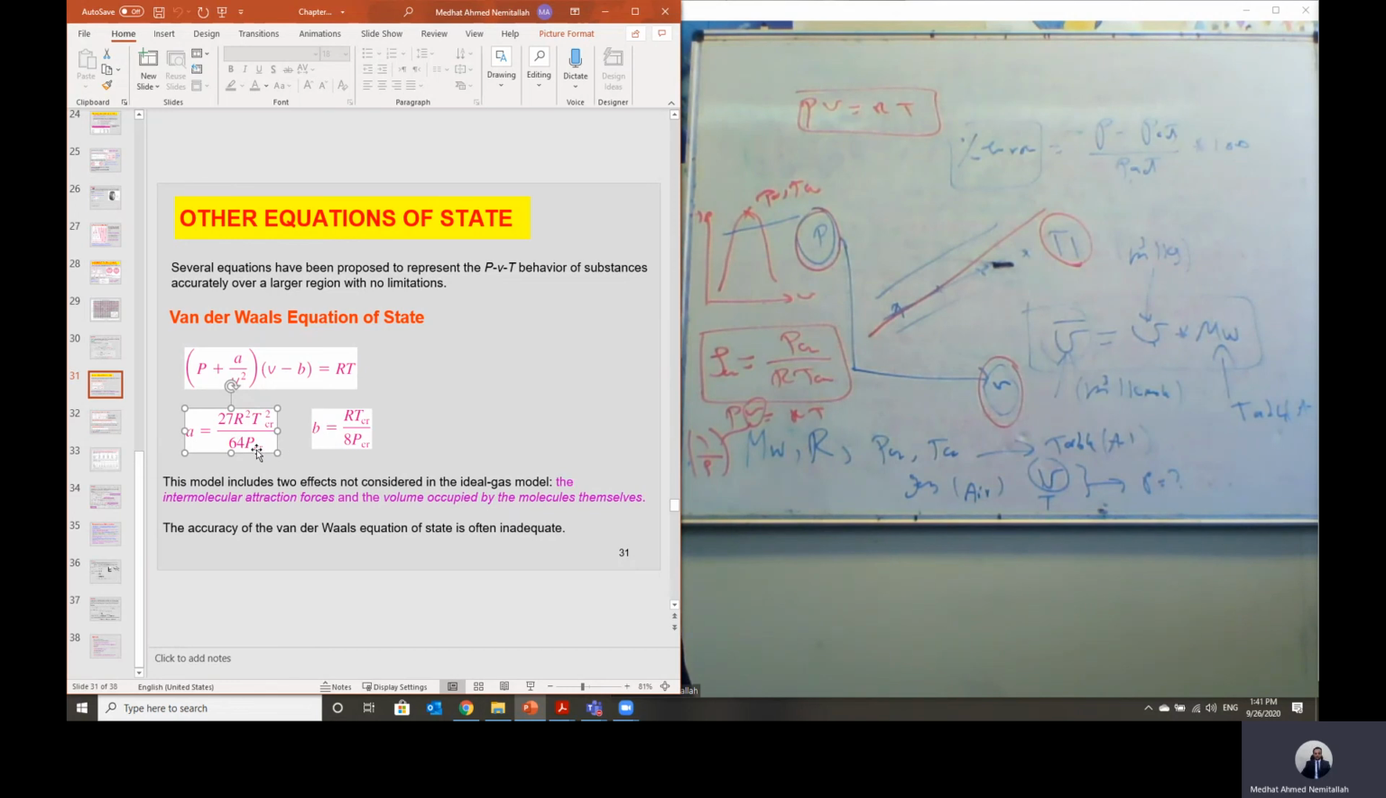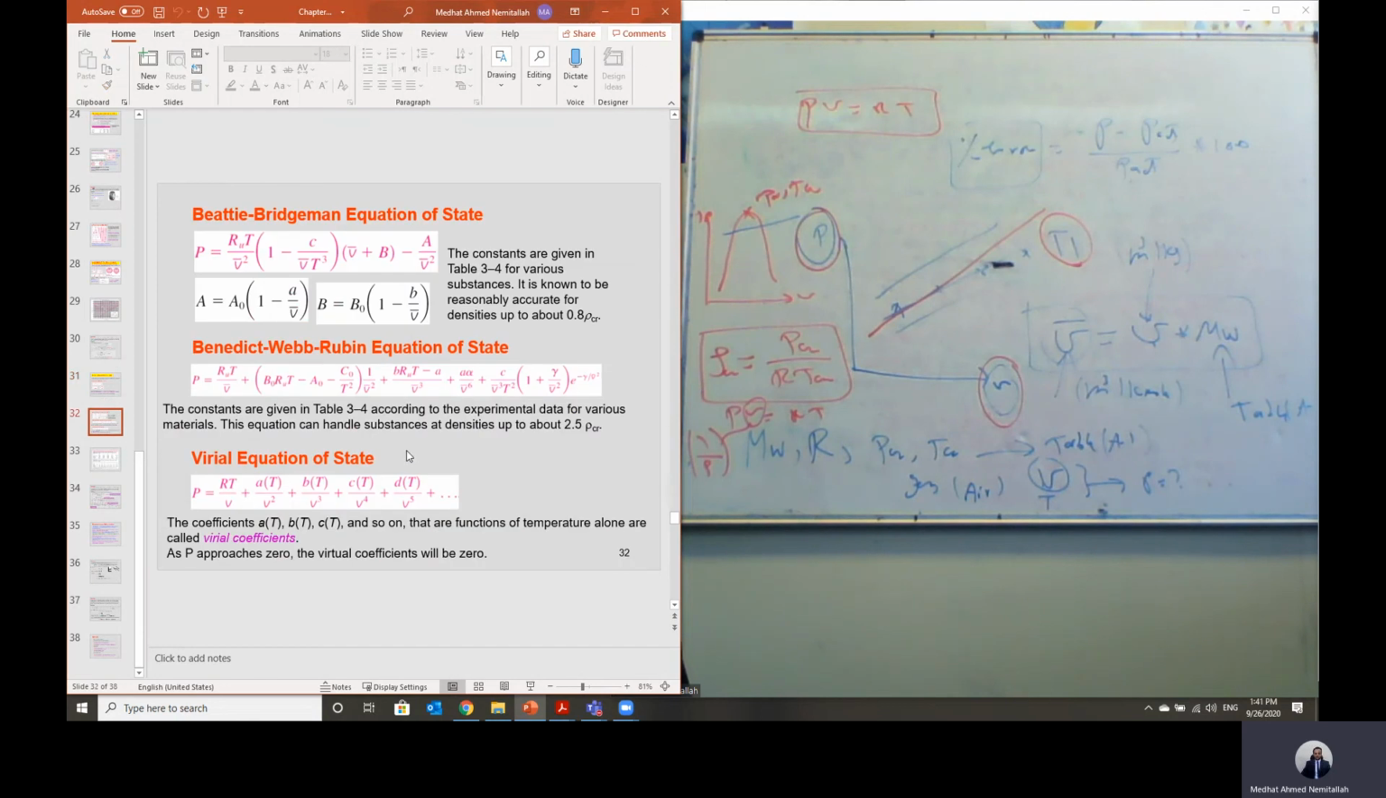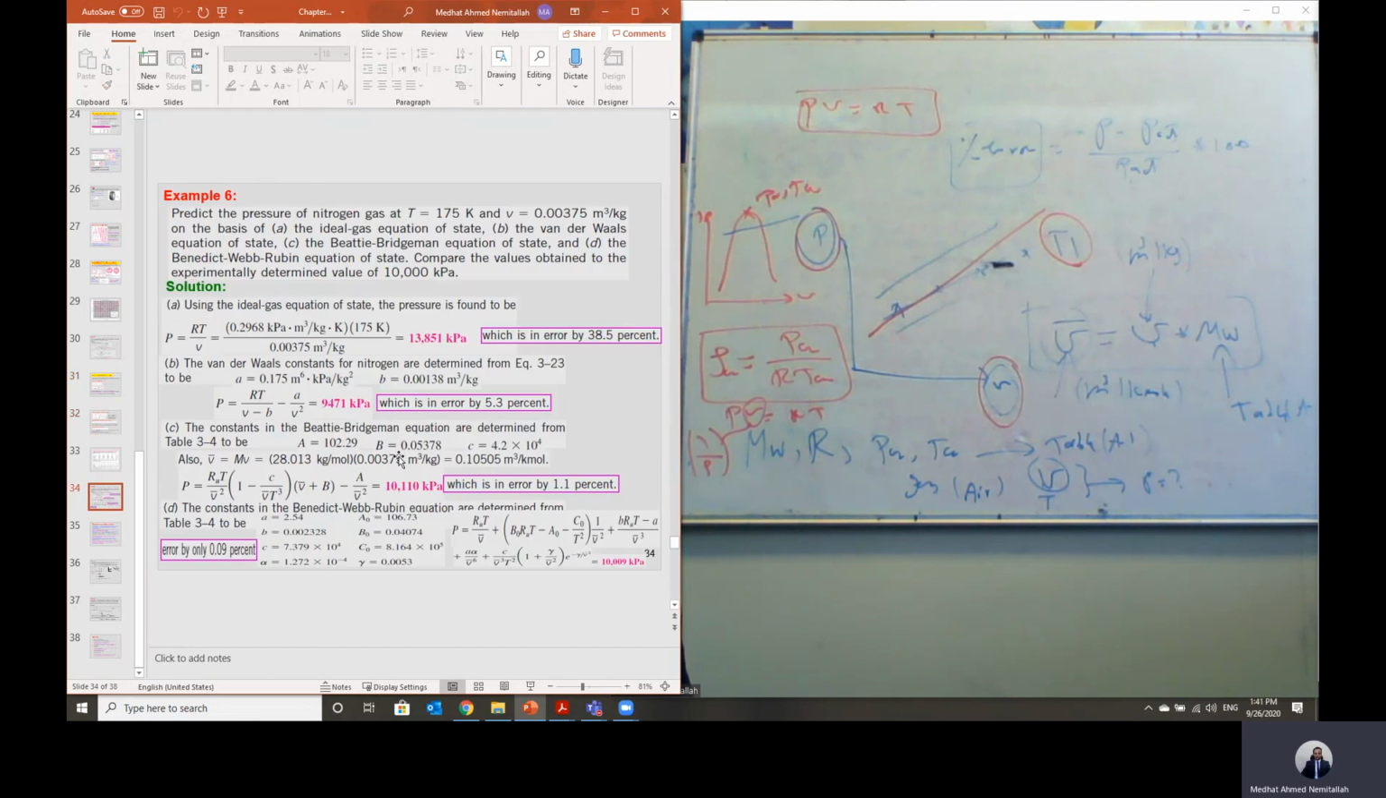The critical pressure is given in the table in megapascal, so we have to multiply by 10 to the power 3 to convert it to kilopascal. Then you can just substitute and calculate the constants a and b. You can check those values and then apply them in the equation. Then we can calculate the pressure using the Van der Waals equation. If you calculate the error, it will drop down to 5.3%.